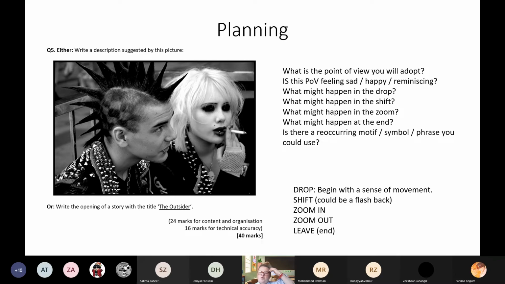And then you need to think, well, what might happen in this shift? If I'm writing a first person story and I'm angry, what's going to happen in that drop? Am I going to be in a situation that's causing some distress, that's causing some anger, that's causing some frustration, for example? What's going to happen in the shift? What am I going to move to? What am I going to focus on next?